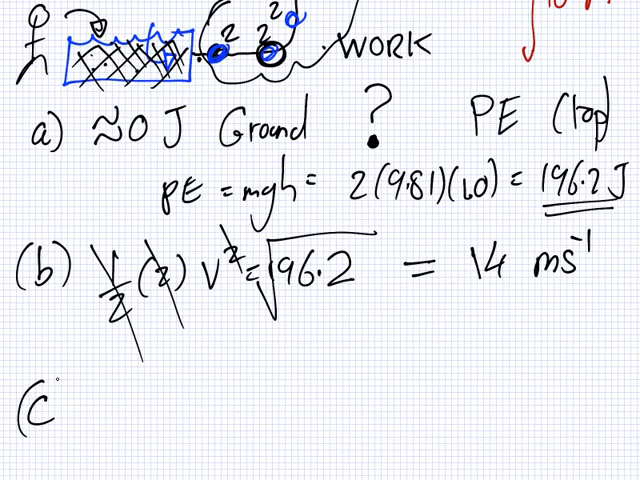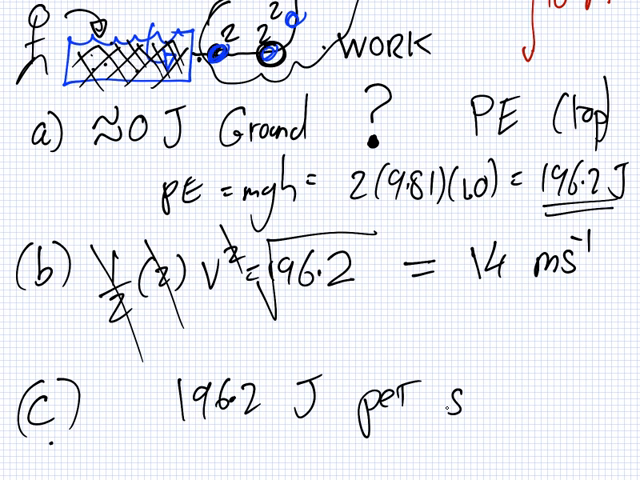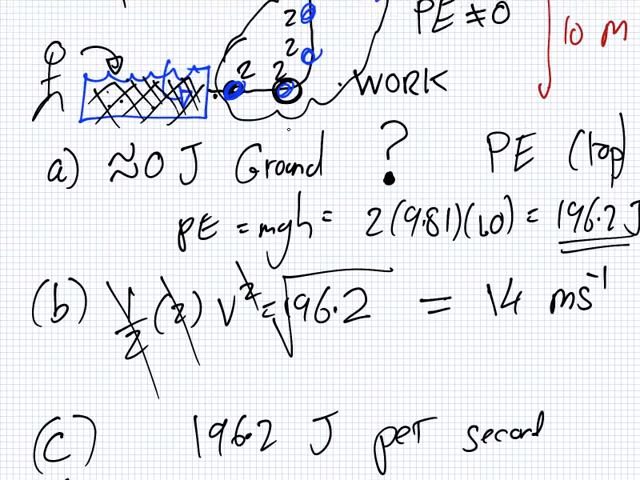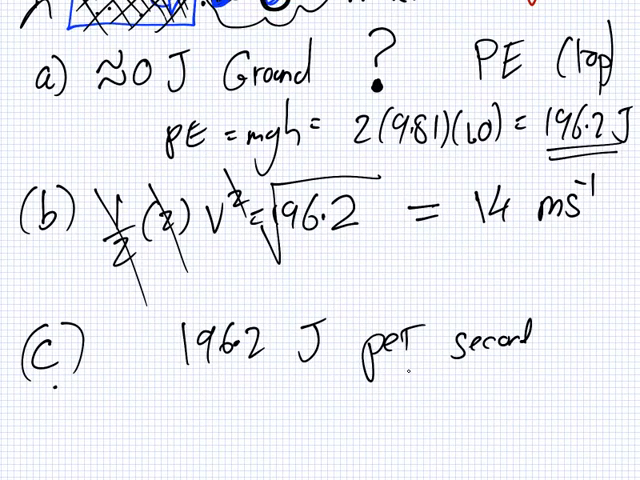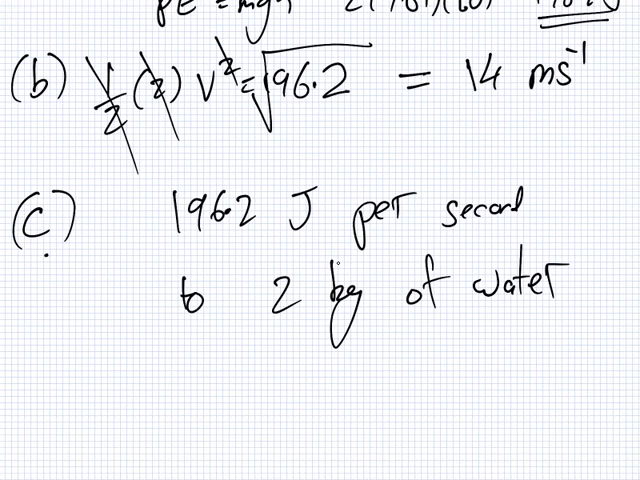The water got its kinetic energy from the pump. Good, yeah. Therefore, per second, how much work is the pump doing? Okay, so the work, I hope you can see this. 196.2 joules per second is being done. Because when I calculated this, I was looking at 2 kilograms, and I said in the question, it's 2 kilograms per second. So this is what the pump is doing every second. Every second the pump gives 196.2 joules of energy to 2 kilograms of water.